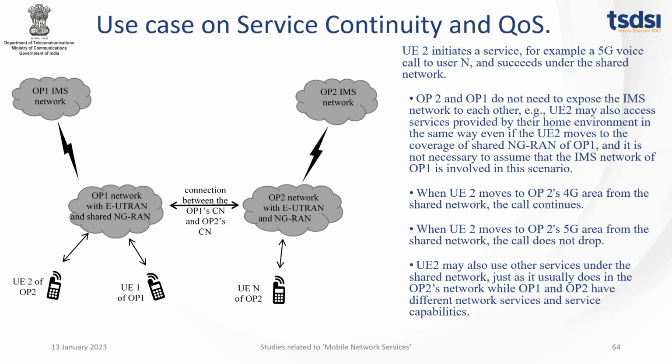The next use case is about, going forward, all the use cases are from this indirect method of network sharing. And in this particular case, there is an IMS network for both operators. Operator 1 is a hosting operator, where it has shared the NG-RAN, and operator 2 is a participating operator. That means it is going to share the NG-RAN of operator 1, and there will be one inter-PLMN connectivity between operator 1 and operator 2.